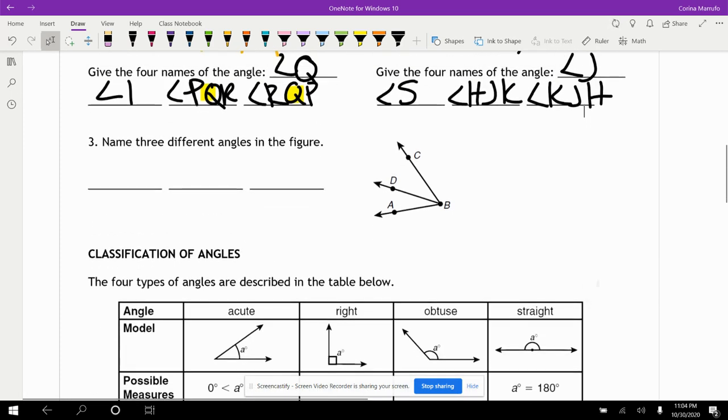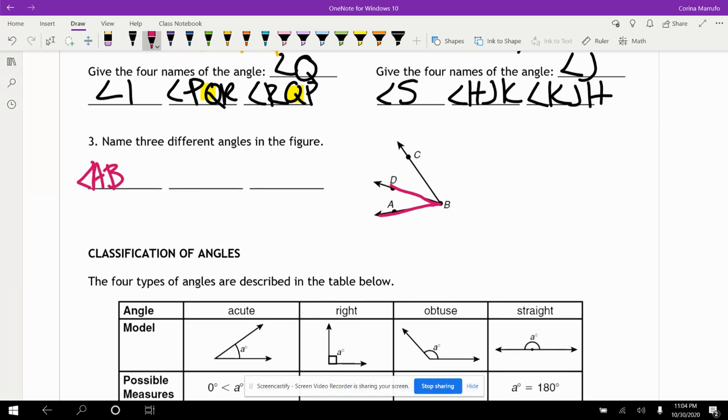Okay, so the next section says name 3 different angles. So there are 3 different angles. The first one would be from A to B to D. So angle ABD, or you can go in the opposite direction, D, B, A. That would be talking about that section right there. The next section would be D, B, C. It would be talking about this part right here, that angle. So angle DBC, or it's also known as CBD.